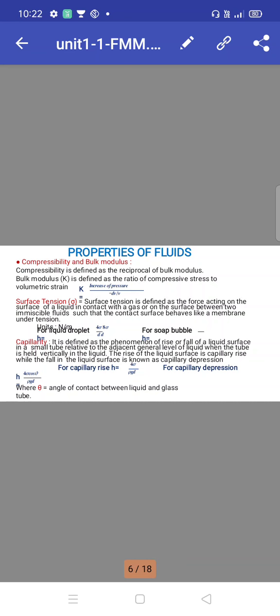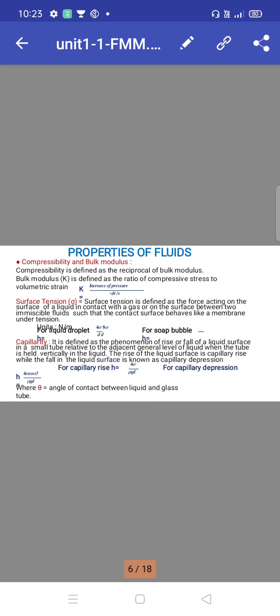Then capillarity. It is defined as the phenomenon of rise or fall of a liquid surface in a small tube relative to the adjacent general level of the liquid when the tube is held vertically in the liquid. The rise of the liquid surface is capillary rise, while the fall in the liquid surface is known as capillary depression.